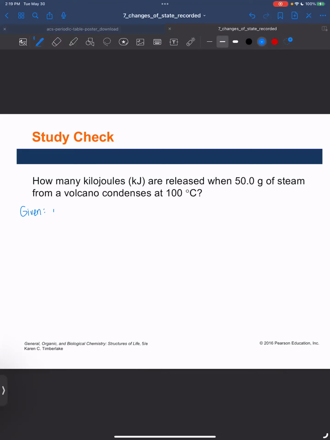So we have mass of steam, which is water. I'm going to always identify what I'm working with. So mass of water as a gas is 50 grams. And it says it's condensing. So I'm going to write that as well, because that's a clue that water is going from a gas to a liquid. And it asks how many kilojoules are released. So I need to figure out how much energy is released. So that Q, or that number, is going to be on the right side of the arrow.